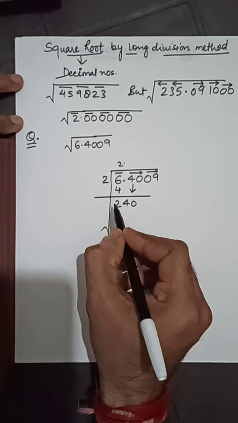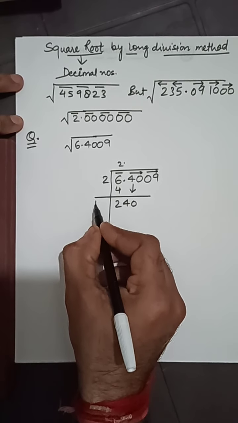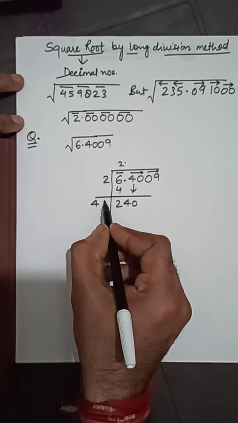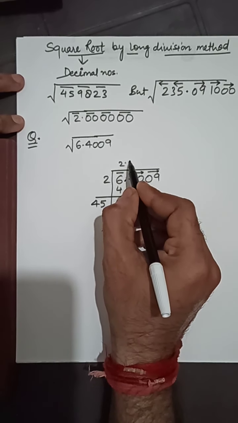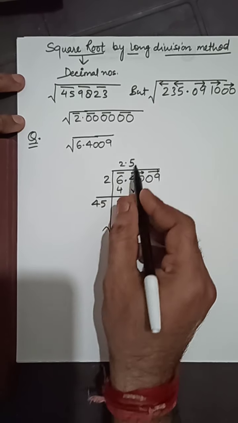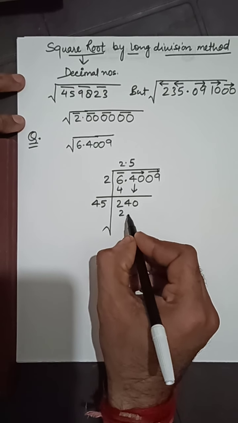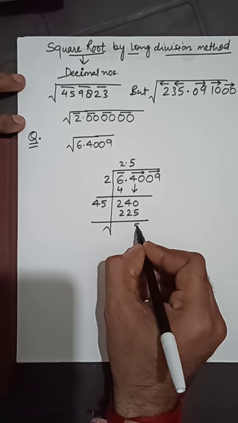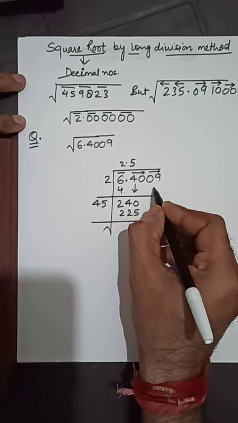240. 2 and 2 will be added over here, then it is 4. Now you have to select one number, as we do in normal long division. So 45 times 5, 45 times 5 is 225. We will subtract over here: 10 minus 5 is 5, 3 minus 2 is 1. Carry down the next period.